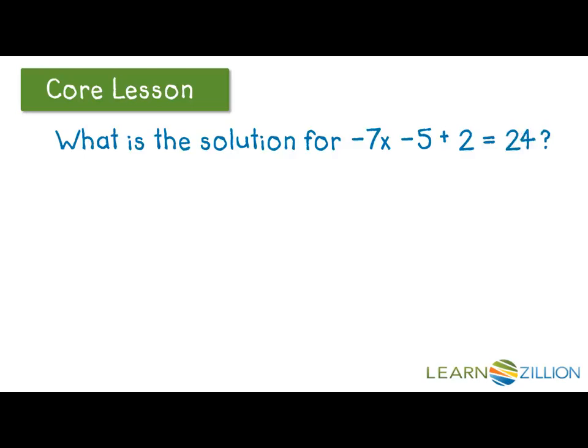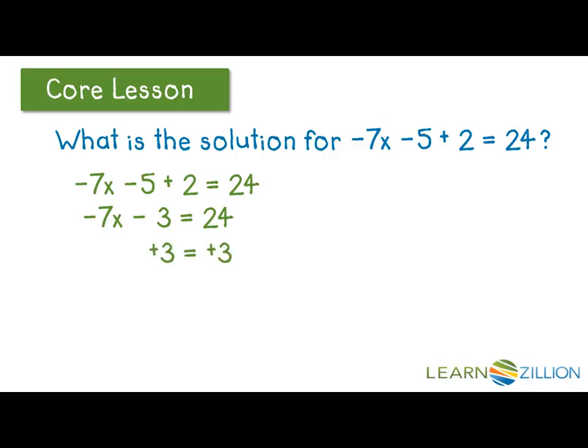What is the solution for negative 7x minus 5 plus 2 equals 24? We have like terms on the left-hand side, so we're going to combine those constants. So we end up with negative 7x minus 3 equals 24. To solve this equation, we are going to use the addition property of equality and add 3 to both sides, which gives us negative 7x equals 27. Then I'm going to use the division property of equality and divide both sides by negative 7. So x is equal to negative 27 over 7.